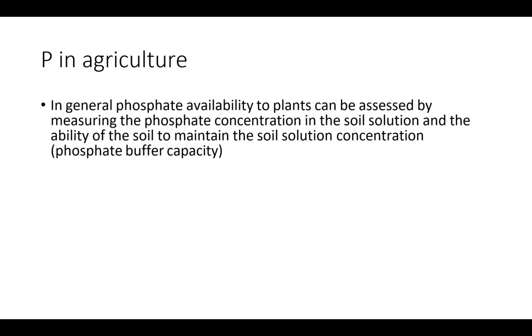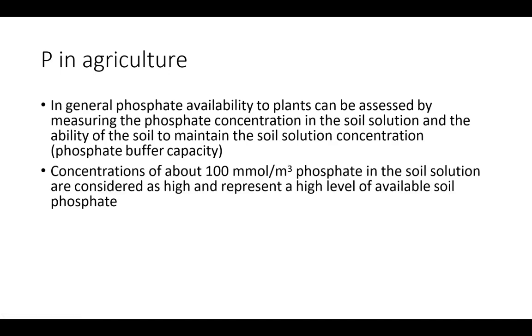In general, phosphate availability to plants can be assessed by measuring phosphorus concentrations of the soil solution and the ability of the soil to maintain the soil solution concentration. This is what is called the phosphate buffering capacity. When the buffering capacity is good, you get good plant growth. Concentrations of about 100 micromolar per cubic meter of phosphate in the soil solution are considered high and represent a high level of available phosphate.